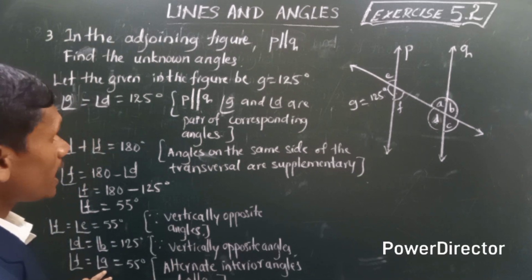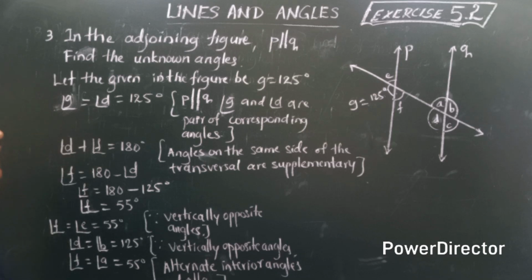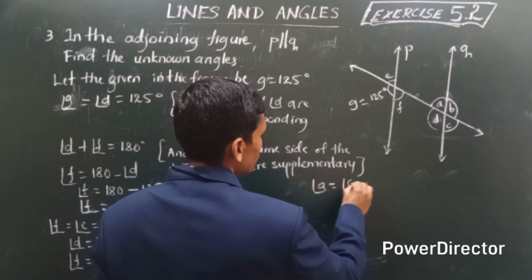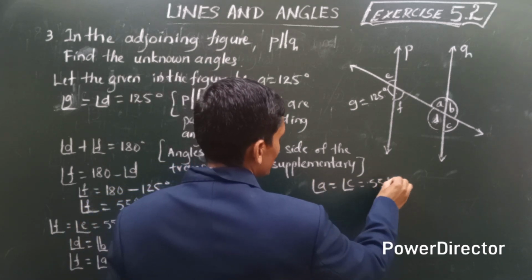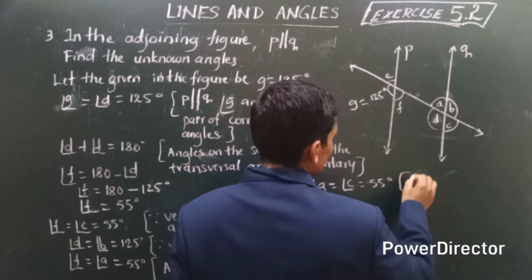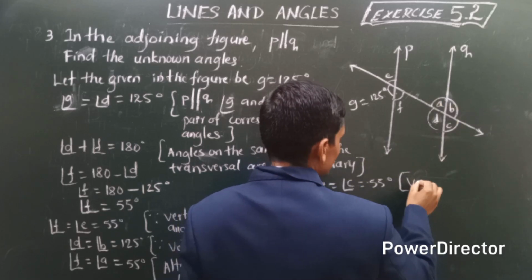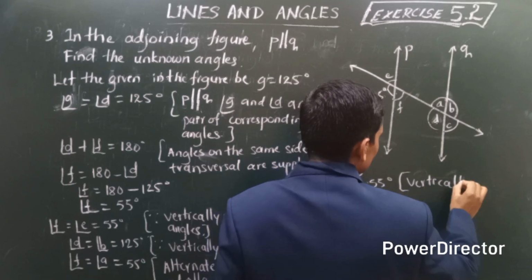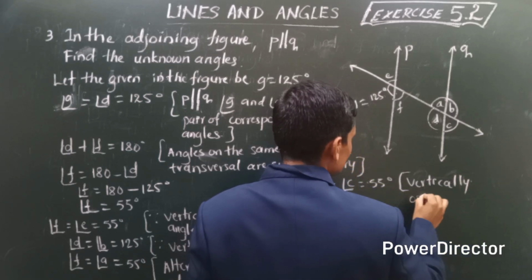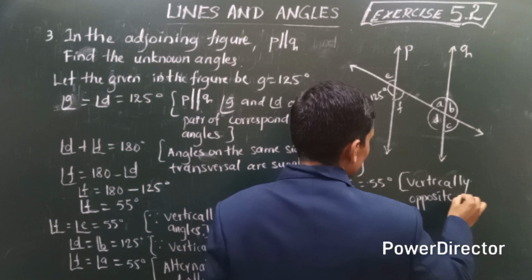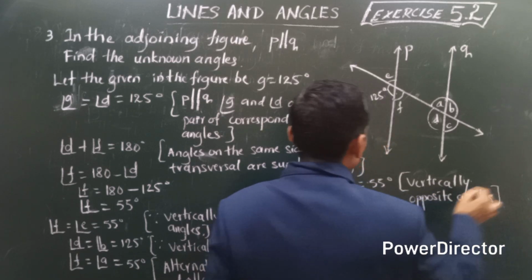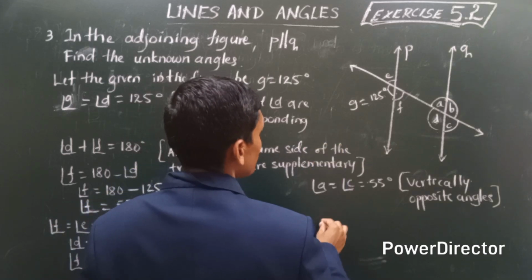So we got angle A, right? Angle A is equal to how much? 55 degrees. Now angle A is equal to angle C, you can show this is also 55 degrees. What is the reason? The reason is again vertically opposite angles. This is the reason.